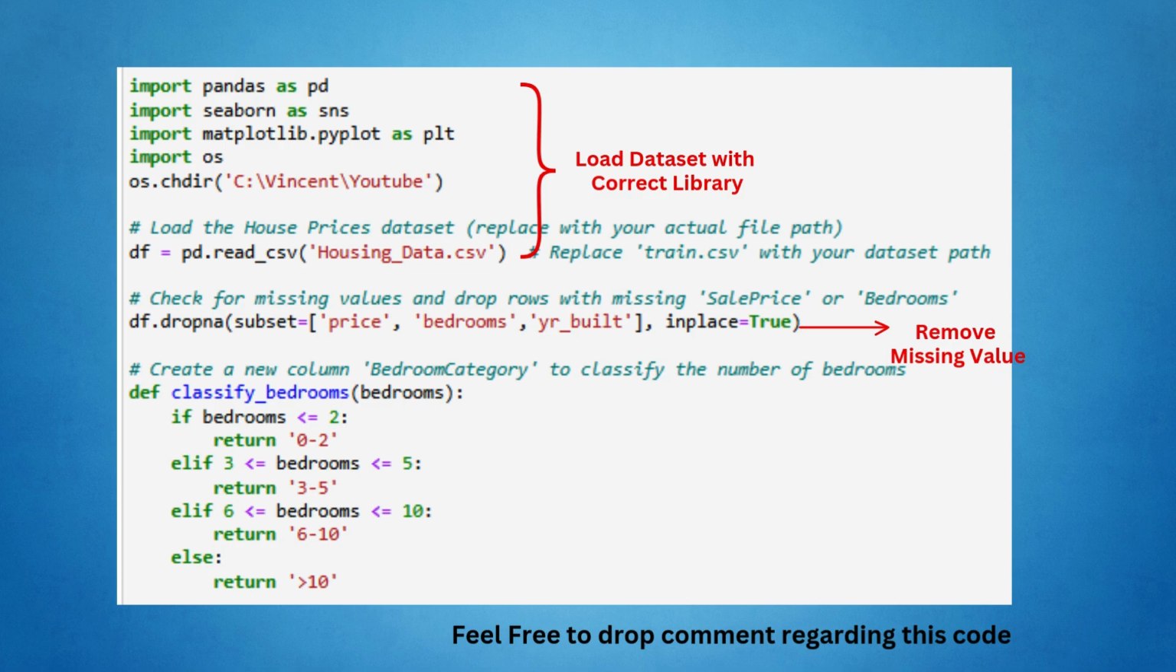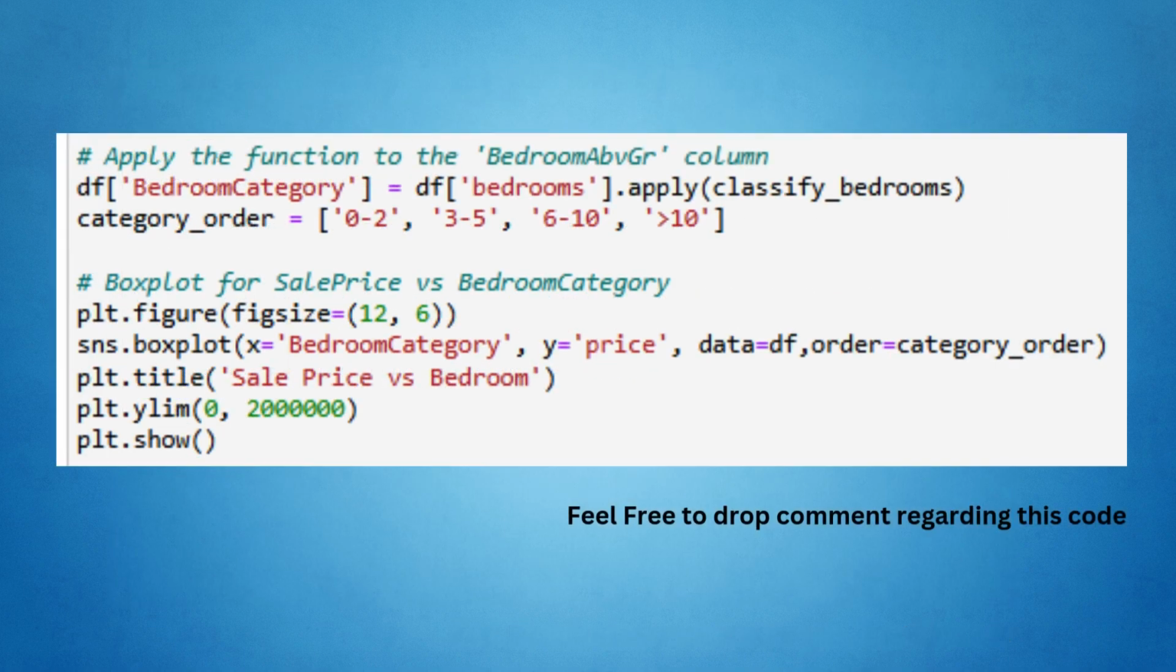Second, since the number of bedrooms varies widely, from 0 to over 10, we'll categorize them into ranges using the classify bedrooms function. This function will group the number of bedrooms into specific categories as follows. After applying this bedroom function, we'll create a new column to store these bedroom groupings. We'll also make sure the categories are in the correct order, from the lowest to the highest number of bedrooms.